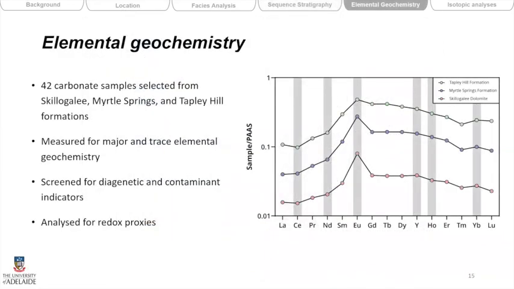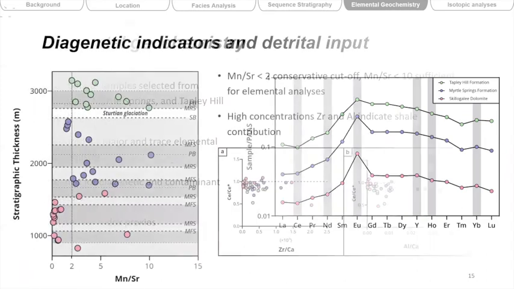So looking at our elemental geochemistry, we analysed 42 carbonate samples from the Skilligalee, which you can see here in the pink, the Myrtle Springs in the purple, and the Tapley Hill in the green. We measured these for major and trace elemental geochemistry. We screened them for diagenetic and contaminant indicators, and then from that we analysed the redox proxies.